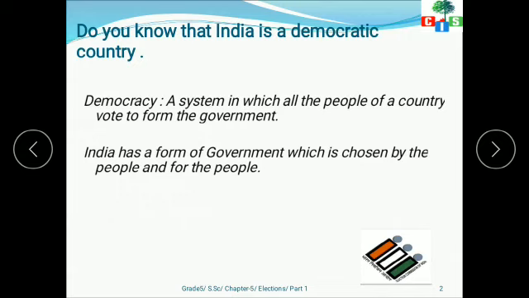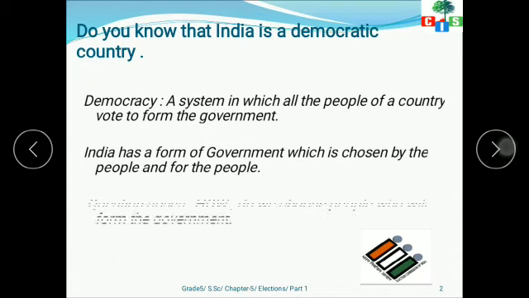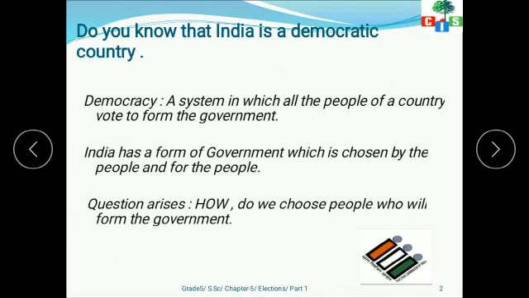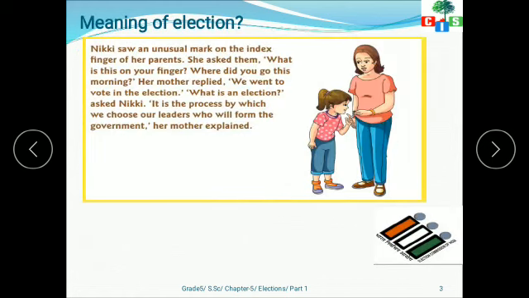Now the question comes in my mind, how do we choose people who will form the government? That is very important, to choose the people. So the answer is through election only. By election we can choose the people who will form our government. Now let's discuss what is election, what is the meaning of election. To understand the meaning, first we will read this story.